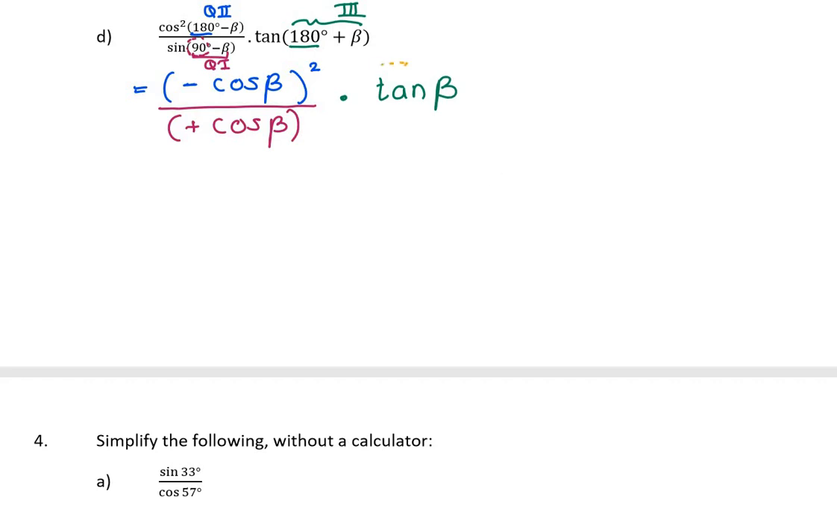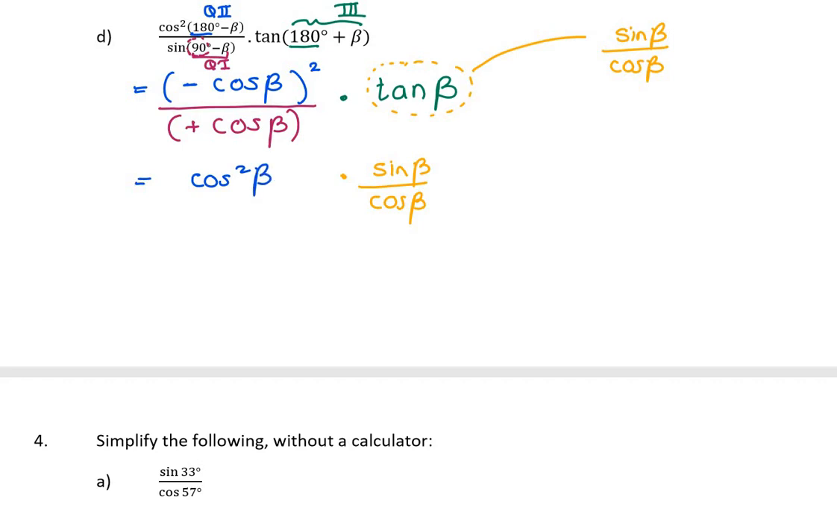Now again, we have this whole thing of tan, and we know from lots of experience now that tan is exactly the same thing as sine over cos. So in order to simplify this further, I'm going to replace this with sine of beta over cos of beta. So this top is actually cos squared beta, because the negative got squared, and this is over cos beta.